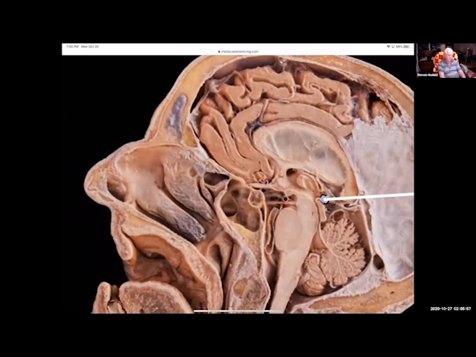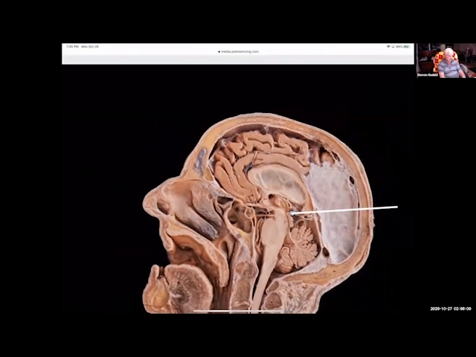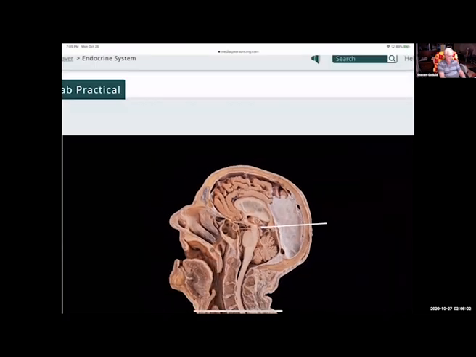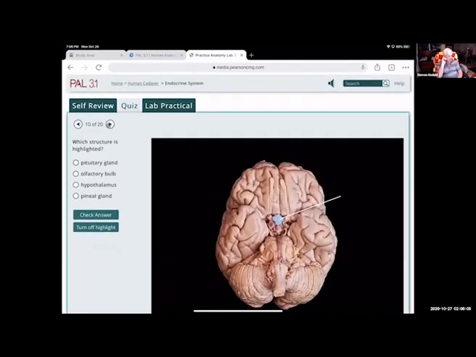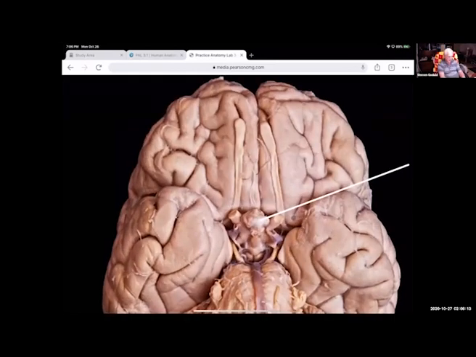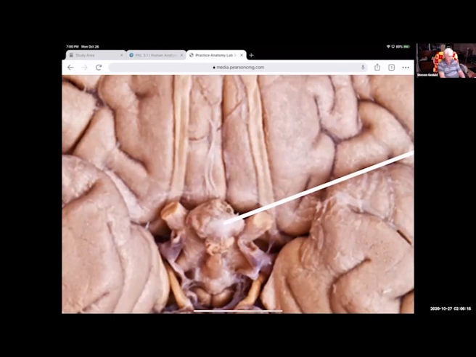Okay. Perfect. And anything else we can see on there? That looks good. Okay, what structure is highlighted here? I'll take the highlight off for a second. You see this band right here.